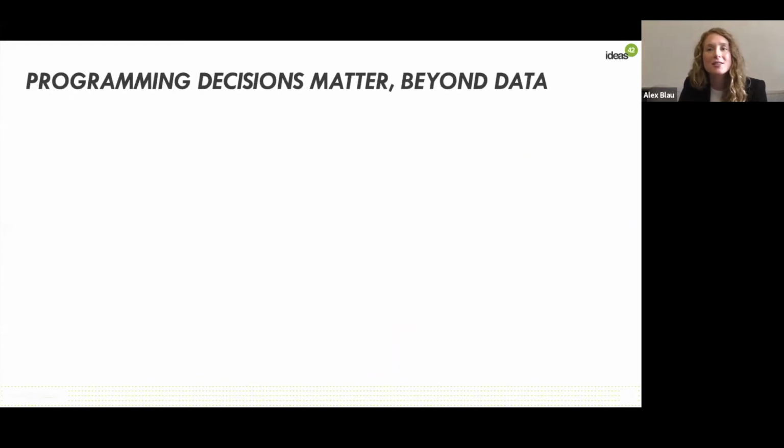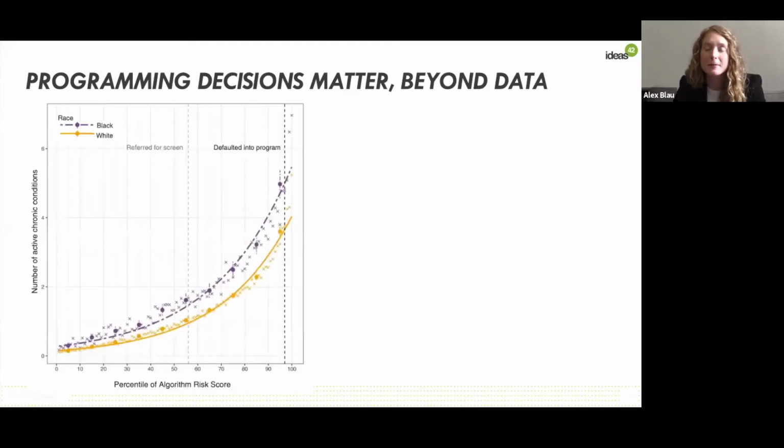But the data isn't the only risk here. There are important programming decisions that go into designing an algorithm. There's an algorithm that was designed for a health program to address individuals with chronic conditions. Let me show you a graph here. This algorithm was making a decision for individuals who had advanced chronic conditions in their health, whether or not they should be referred to a program. First they get screened, and then there's a default into that program. And that program for insured individuals comes at no cost to them. And everybody in this study is insured.